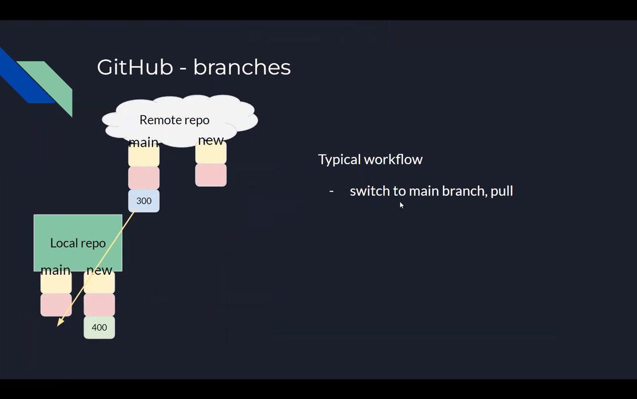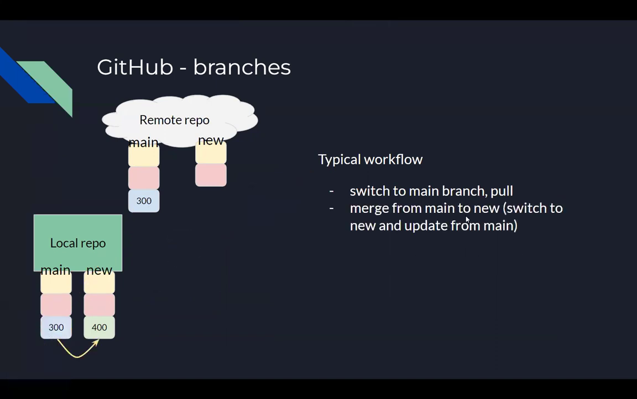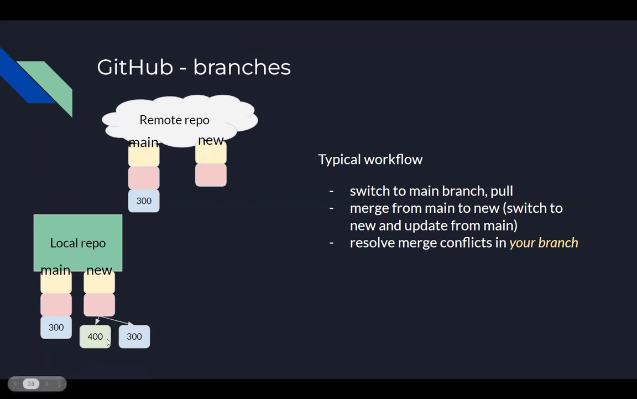The typical workflow will be the same as just now, right? You should switch to your main branch. You should pull all the updates from your teammates. You should get the 300 here. And then you merge from the main to your new local branch. There will be a merge conflict in your new branch. It's trying to set to 400 and 300 at the same time, right? And you should do something to resolve the merge conflicts here. You should set it to something that resolves this conflict.